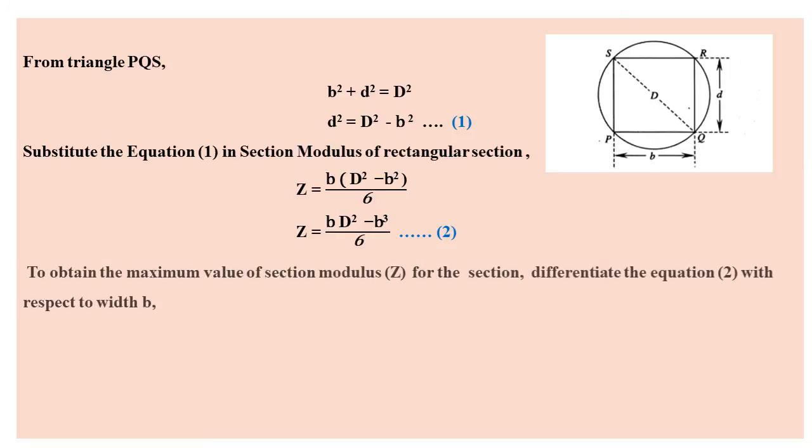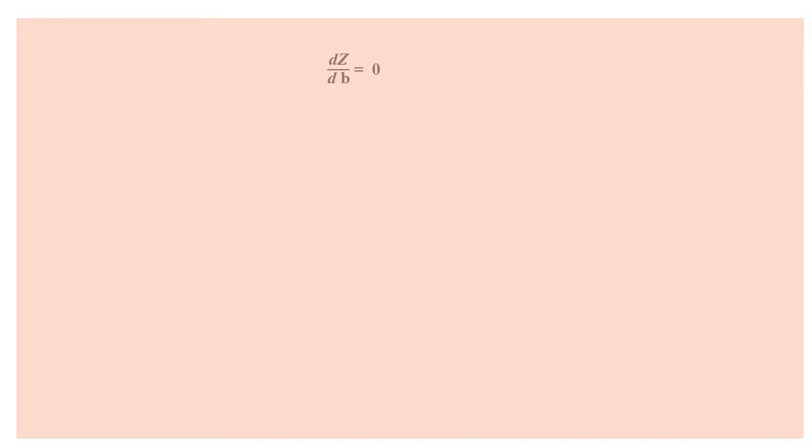This is equation 2. To obtain the maximum value of section modulus for the section, differentiate the equation with respect to width B, that is dZ by dB equal to 0. It implies d by dB of B capital D square minus B cube by 6 equal to 0. By bringing out the constant term 1 by 6 outside, 1 by 6 d by dB of B capital D square minus B cube equal to 0.